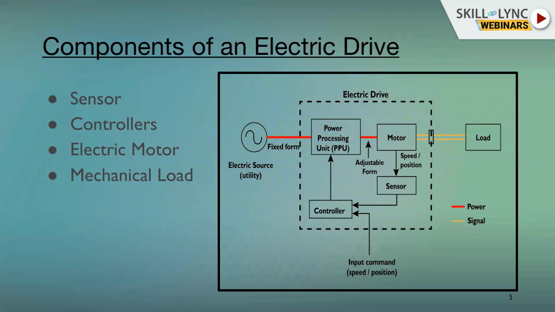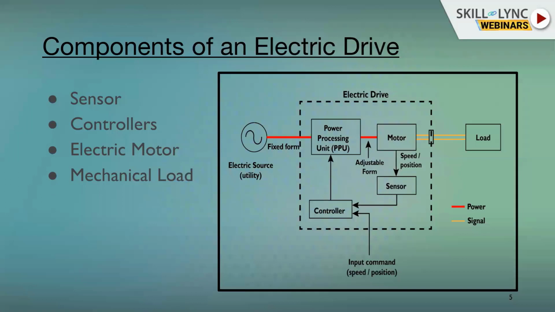And the controller, using all this information coming from the sensors and also any commands which can be provided, drives or instructs the power processing unit or the power electronics on how to control the speed of the motor. So this is the very basic block diagram of the electric drive. You can see in the legend, we are talking about the power flow and the signal flow, which is highlighted in the figure.